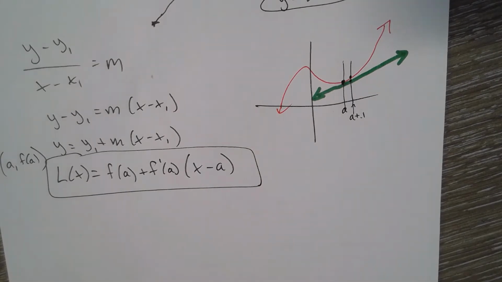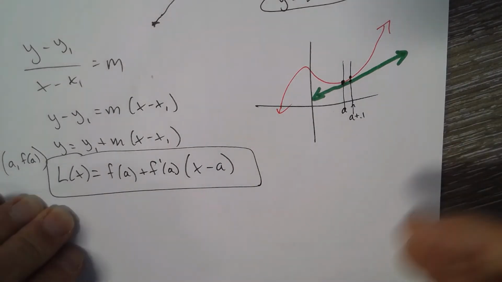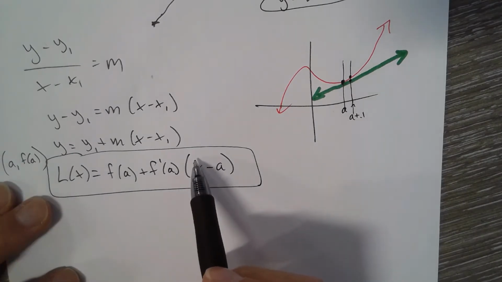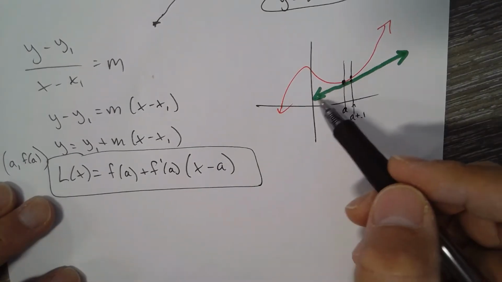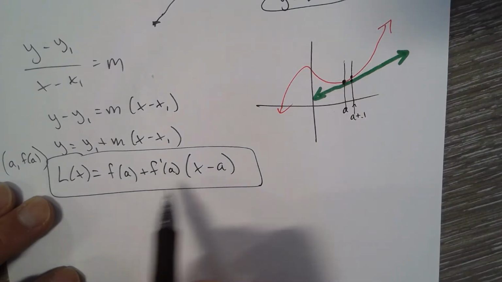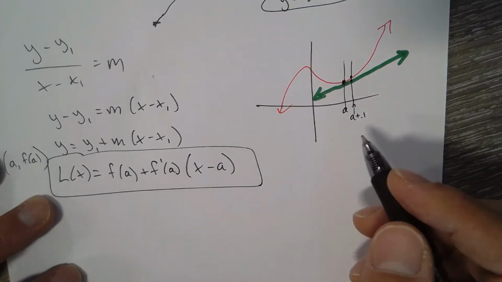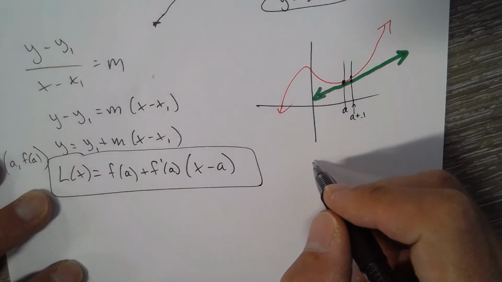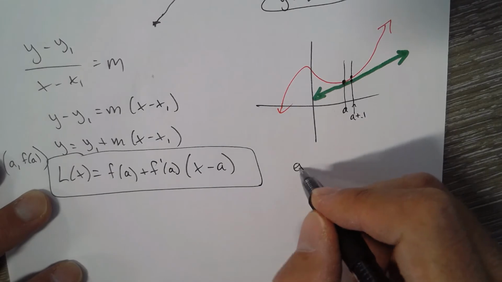Alright, so on a test or a quiz, if you're asked to find the linearization and you forget the formula, you could literally just find the equation of the line tangent to the curve at a point, and it's the same thing as this.